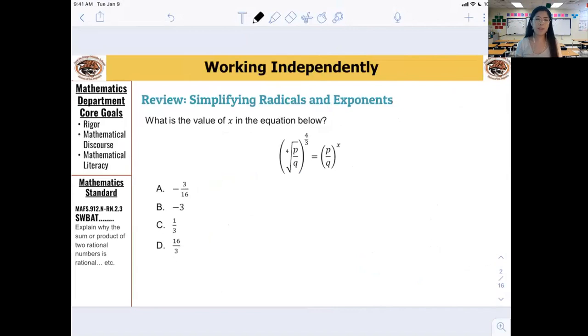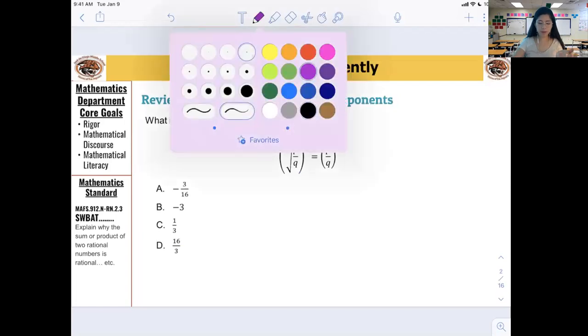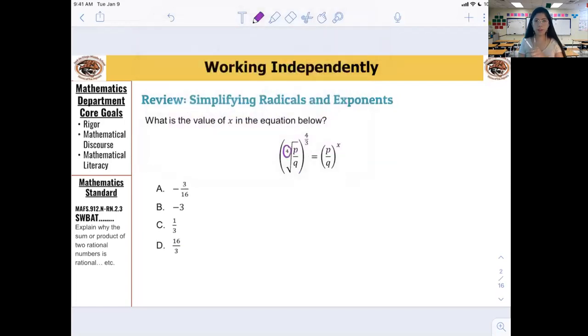It's asking what is the value of x in the equation below? Basically what you want to do is work on the left side in order to simplify it as much as possible until you just have one number in the exponent. So there's a couple of things going on, right? I have the 4th root. I'm taking the 4th root of p over q. And then I'm also taking p over q to the 4 over 3 power. So I've got a combination of radicals and exponents.